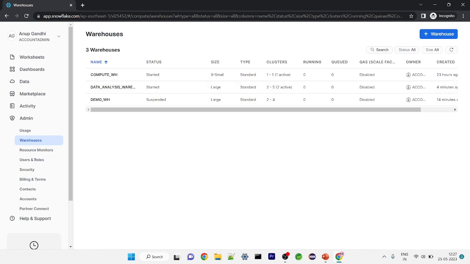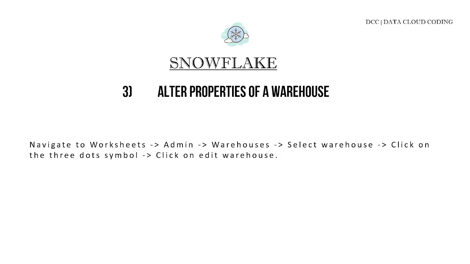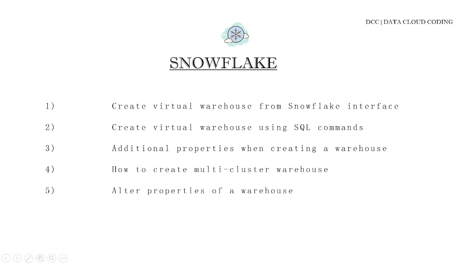Okay, so let me jump back to the tutorial. I think we are done with this lecture. So let's quickly have a key takeaway, whatever the points we learned in this video. We saw how we can create a virtual warehouse from the Snowflake interface. We saw how we can create a virtual warehouse using SQL commands. We also saw, whenever we are using SQL syntax, what are the object parameters and object properties we can specify when using SQL syntax to create a virtual warehouse.